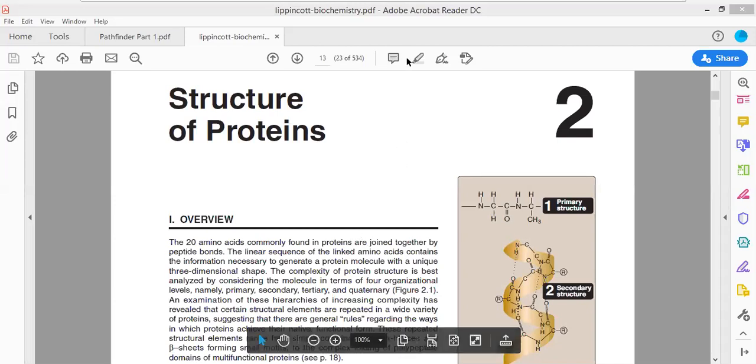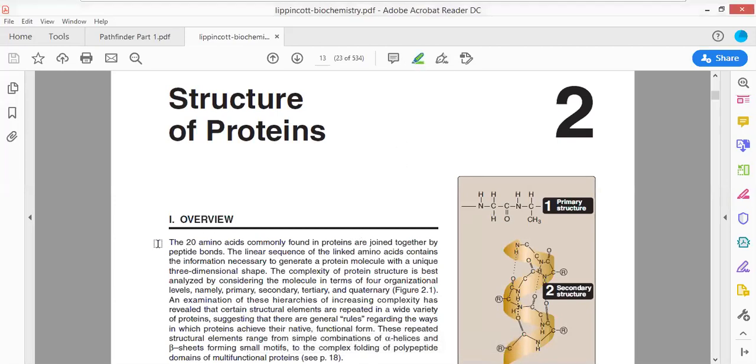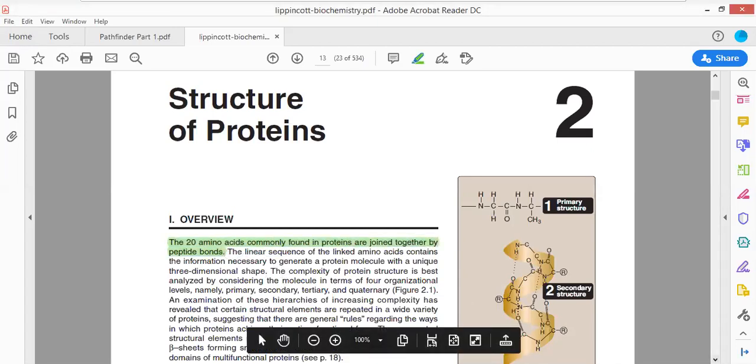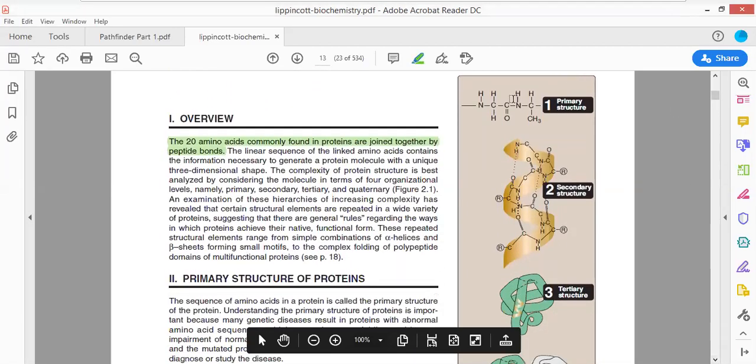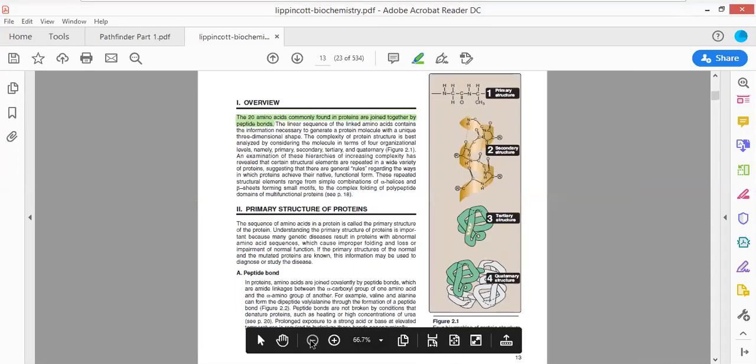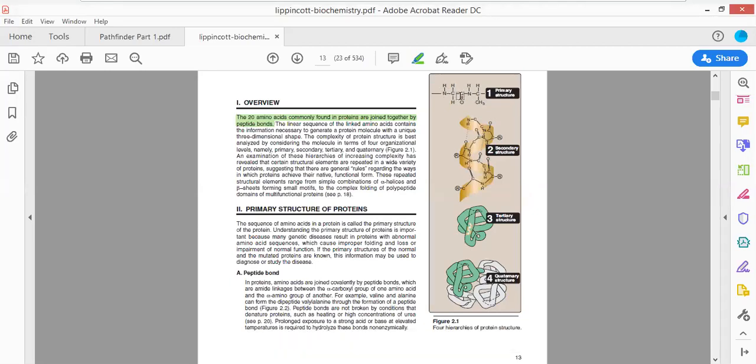If these 20 amino acids form the structure of the protein, they are joined together by the peptide bond. So this makes the primary structure of the protein. Look here, this is the primary structure. Focus on this diagram to see how the structural organization of the protein is based. One is the primary structure, which consists of amino acid residues joined together with the help of peptide bonds.